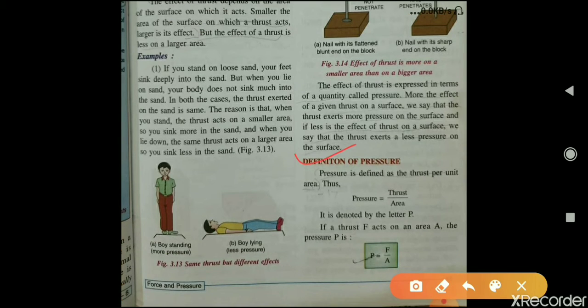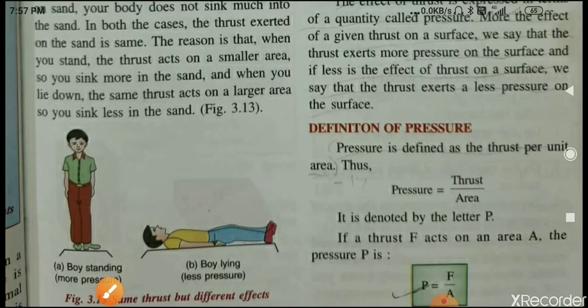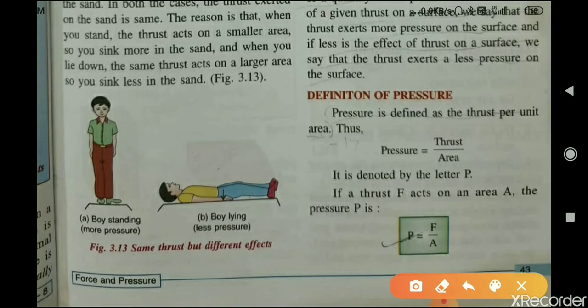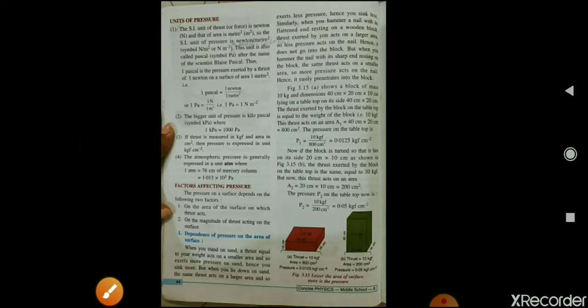Now, definition of pressure. What is pressure? Pressure is defined as thrust per unit area. This pressure is denoted by the letter P. So, if F is a thrust that acts on an area A, then the pressure P is equal to F upon A, because thrust is a force. Okay. Now, units of pressure.